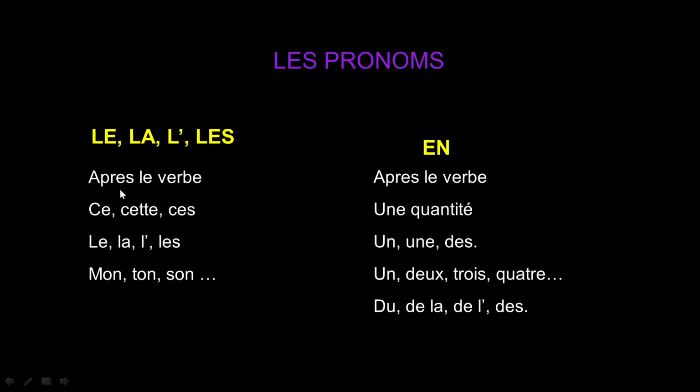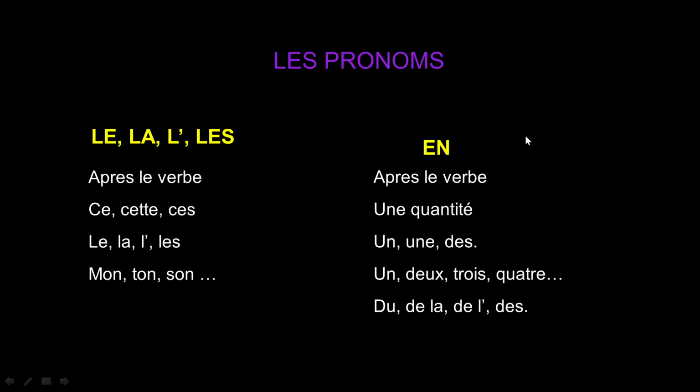Mostly after the verb, après le verbe, the noun will be placed with one of these determinants: ce, cette, ces, the adjectifs démonstratifs, or le, la, l', les, the definite articles, or even the adjectifs possessifs: mon, ma, mes, ton, ta, tes, son, sa, ses, and so on. So if, after the verb, these are placed and you got a noun, we'll be using the direct pronouns to replace it. This is the first thing.